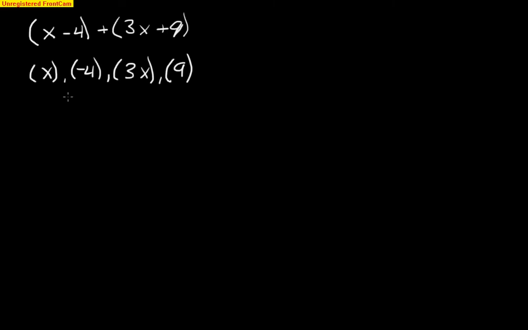So again, I'm going to underline the variables in red this time. So here's a variable, it's an x over here, and here's an x over here. Now we do have constants here too, so we have a negative 4 over here and a positive 9 over here. So let's combine the variables first. So we have a positive 1x over here and a positive 3x over here, so we just add those. So we now have 4x.